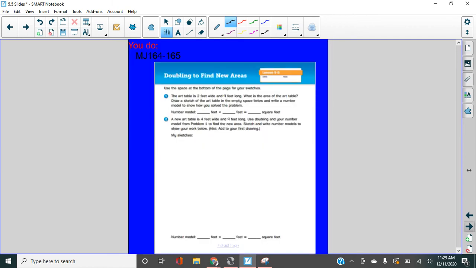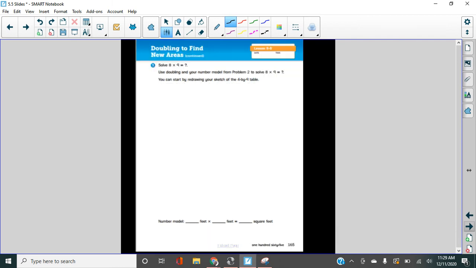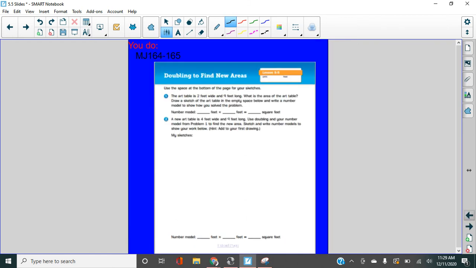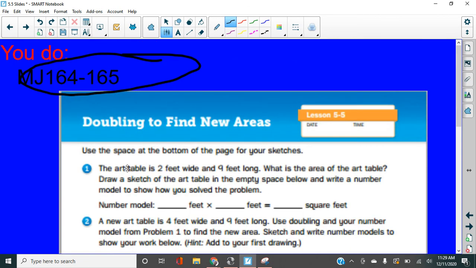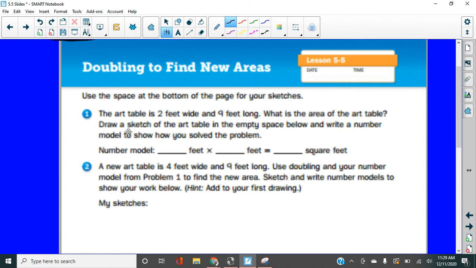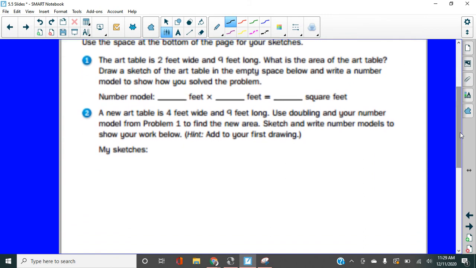All right, what you are going to do, you have 3 problems here. They're spread out on 2 pages so that you have plenty of room to draw. Okay, so you're doing pages 164 and 165. Let's open to those. All right, so on these pages, I'll zoom in here so that we can see. We're going to start with a table. Okay, I'm not going to read this to you. You're going to have to read it. You're going to be drawing that table down here.